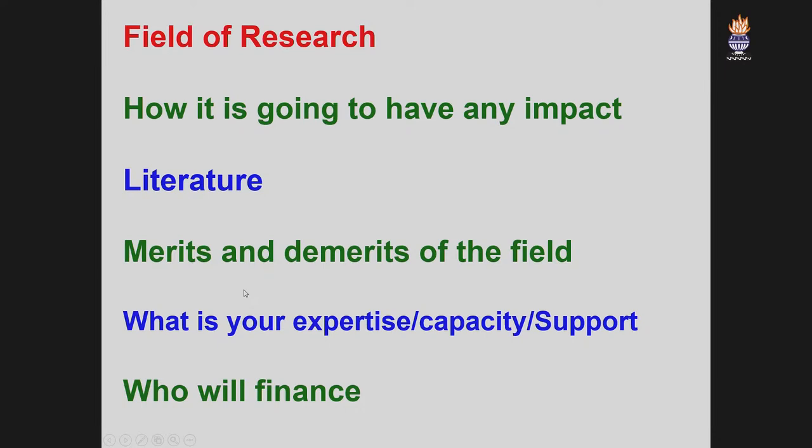In the field of research, how can we choose, and how is it going to have any impact? It will start with a literature survey. You have to decide what are the merits and demerits of the field, what is your expertise, what is your capacity, and how we can support it, who will finance it. All these things we have to look into.